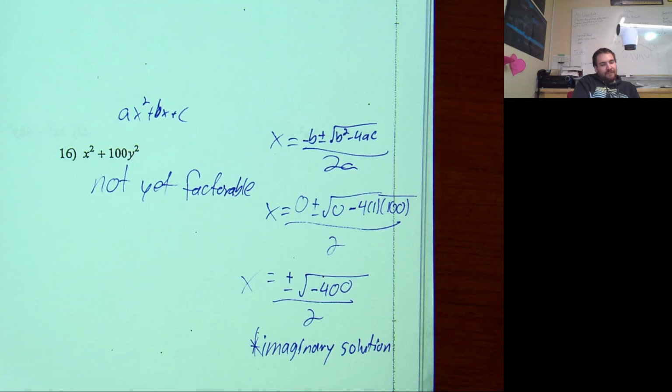Ignore everything I wrote. How do you know which letters are which numbers? A always goes with the front, B goes with the middle term, C goes with the last term. So the same format would be like ax squared plus bxy plus cy squared. So that's why this is not yet factorable. Someone is now upset that I even mentioned this in class. You said you're now more confused than you were before.